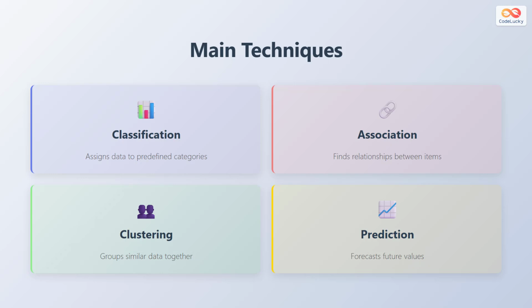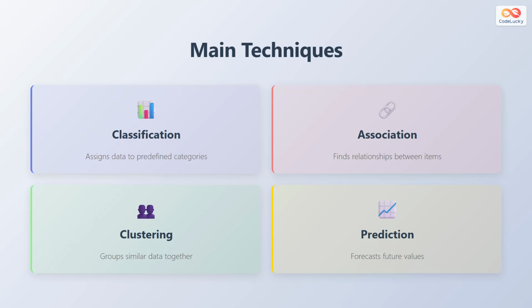Data mining uses four primary techniques to uncover patterns. First is classification, which assigns data into predefined categories based on existing patterns. For example, classifying emails as spam or legitimate. Second is association, which finds relationships and connections between different items. For instance, discovering that customers who buy bread often buy milk too.